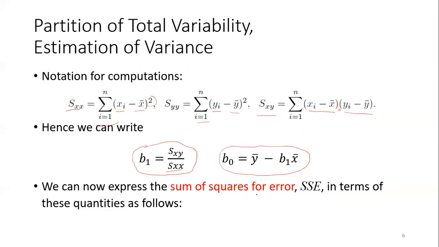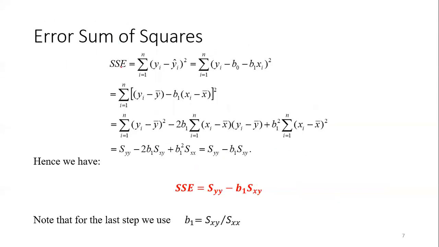Then you can show that the sum of squares SSE is equal to Syy minus b1 times Sxy. So these are just small notations. We didn't do anything new. We just define new notations, and using these notations, we rewrite SSE, b0 and b1.